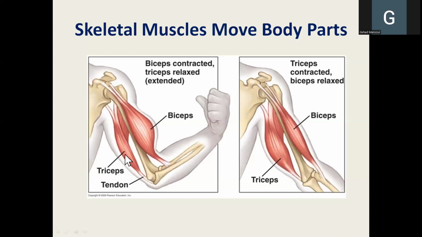On the other hand, the triceps is the antagonist of the biceps. What are antagonistic muscles? Antagonistic muscles are muscles that do opposite functions, like the biceps and the triceps.